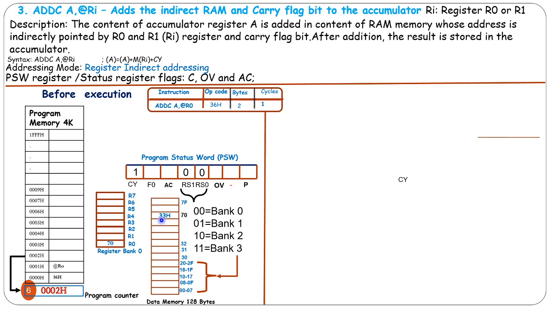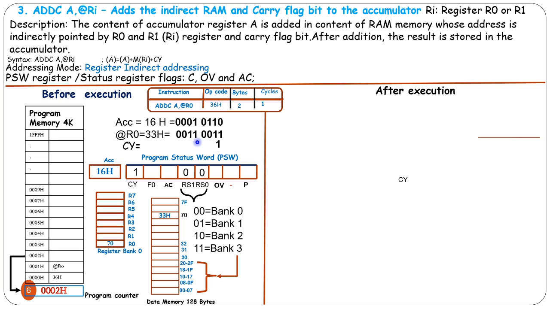What is the content of that? 33. So this 33 is added to the accumulator register. The accumulator content is 16H. So ACC 16H will be 0001 0110 in binary format, and the content of random access memory pointed by R0 is 33, which is added, and again the carry flag content. So the carry flag is 1, which is added.